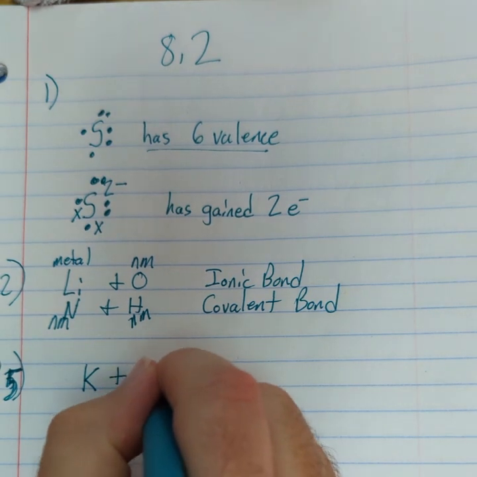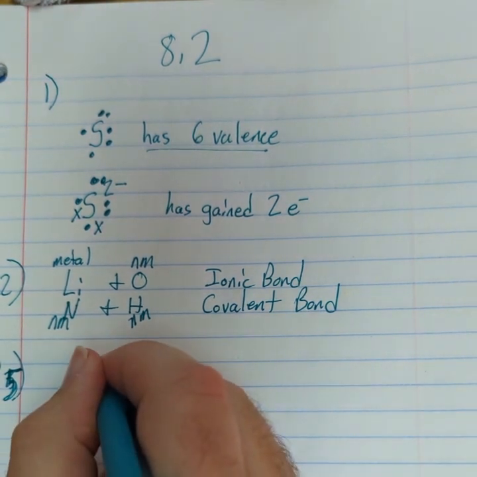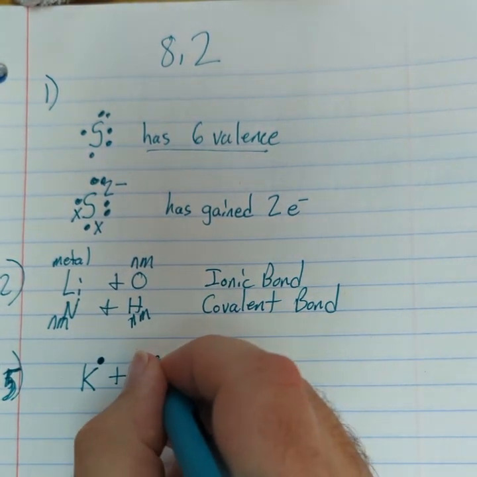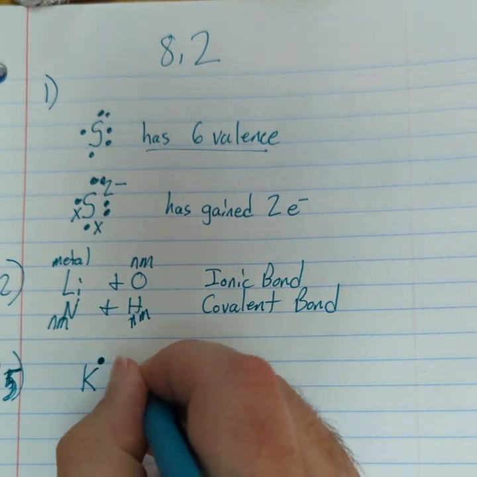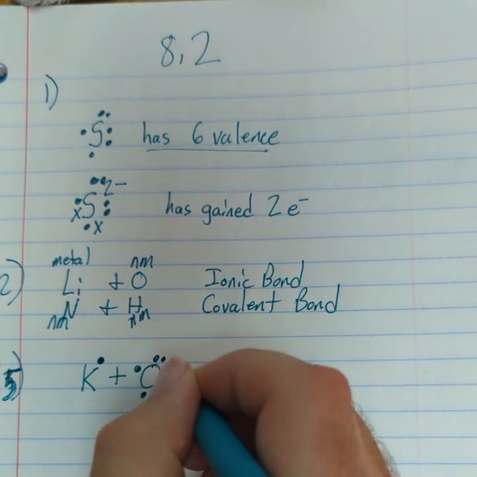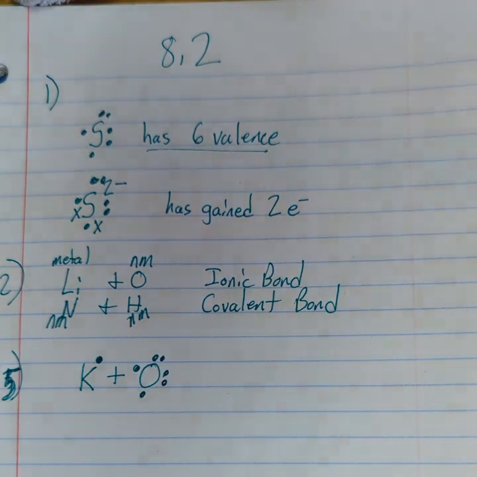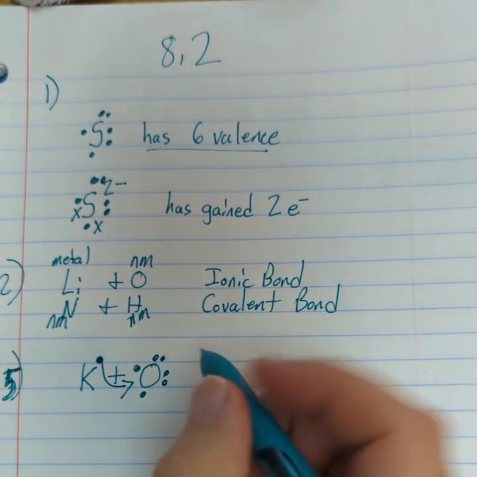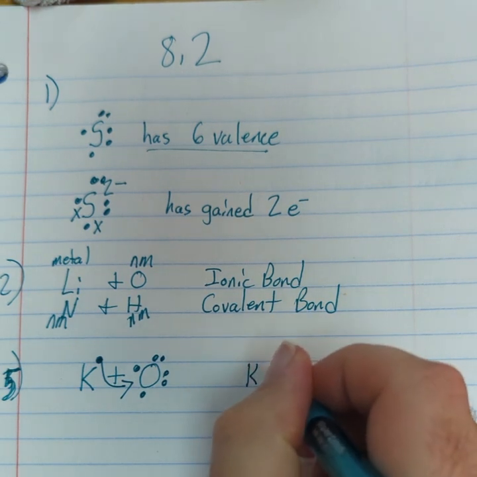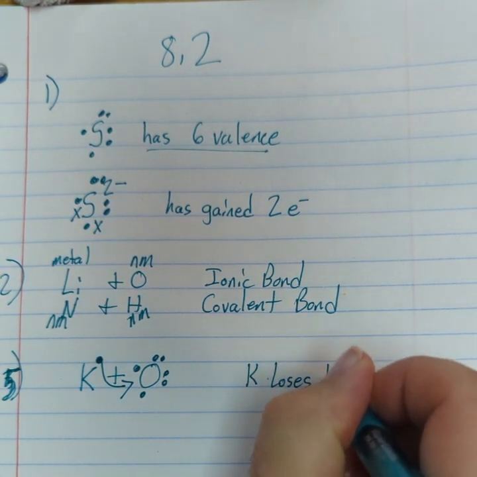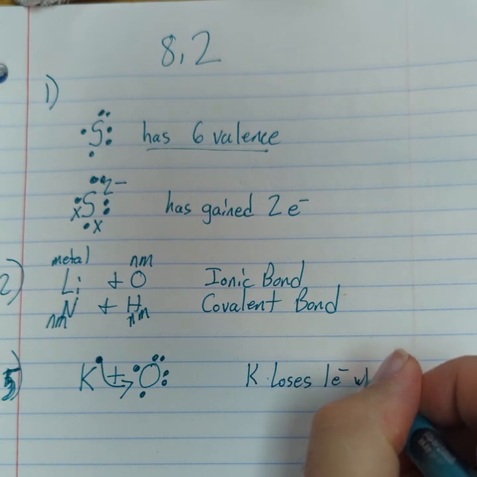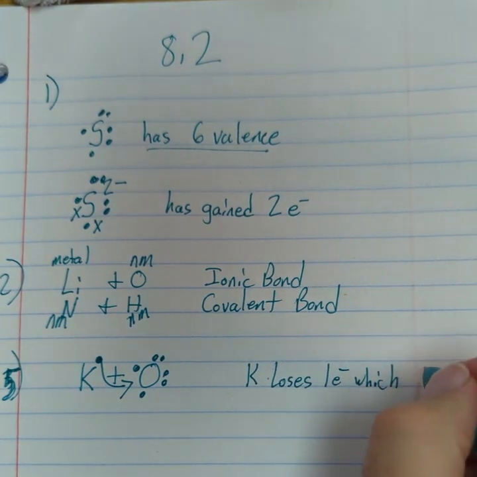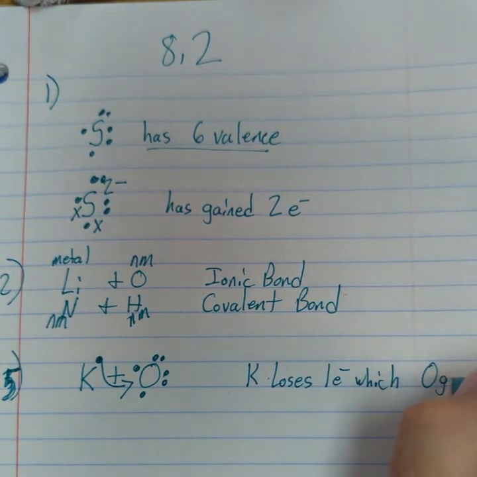Alright, so for this next part, they give us 2 elements, and you have to draw the dot diagrams and use arrows to show where the valence electrons are going to end up. So in this case, we have potassium, which is in group 1, so it has 1 valence electron. Oxygen is in group 16, it has 6 valence electrons. So potassium is going to lose its 1 electron, and that electron is going to be gained by oxygen. Okay?